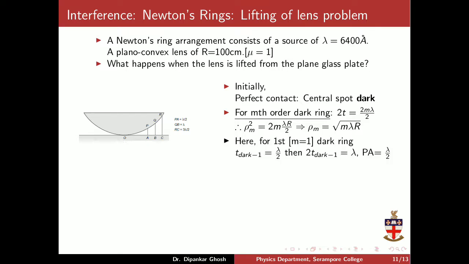Here, when m is equal to 1, that is the first dark ring, we have the thickness t dark 1 is equal to lambda by 2. That means for the first dark ring, we just need the thickness of the air film to be lambda by 2. Then twice the thickness becomes lambda, and we have the first dark ring. Here you see in the diagram, PA is that thickness, lambda by 2. So at location A, we are going to have the first dark ring.